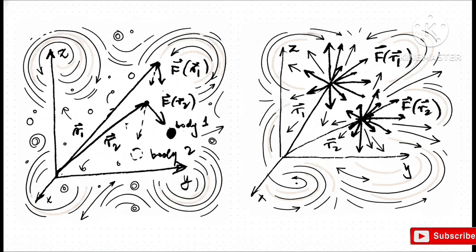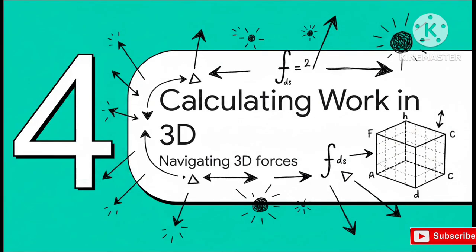Every single coordinate you can plot has its own unique, specific force vector. You aren't just dealing with a single push or pull anymore. You're dealing with an entire ocean of forces that constantly shift around you as you move through them. Which brings us to Section 4, calculating work in 3D, navigating 3D forces.